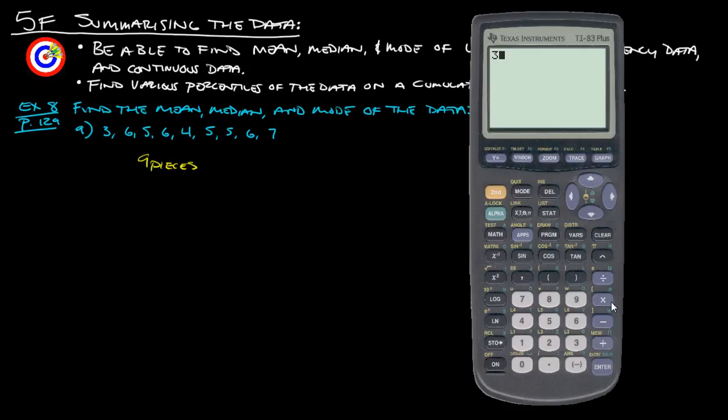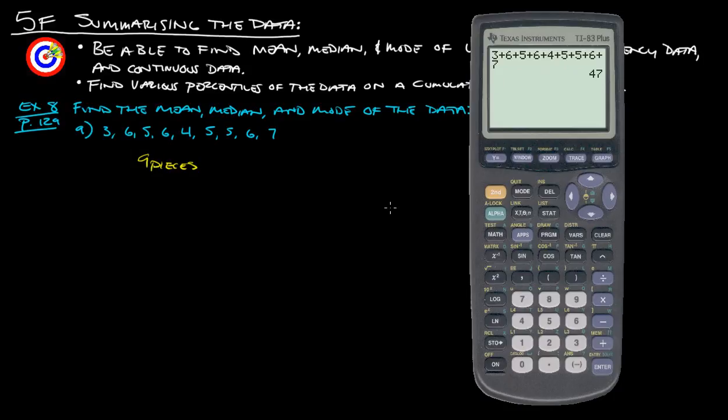And we get, let's see, 3 plus 6 plus 5 plus 6 plus 4 plus 5 plus 5 plus 6 plus 7. Just double check, make sure I got them all. 2, 3, 4, 5, 6, 7, 8, 9. I have all the data as long as I entered it in right. That gives us 47. Right?